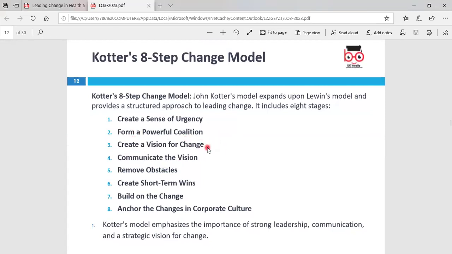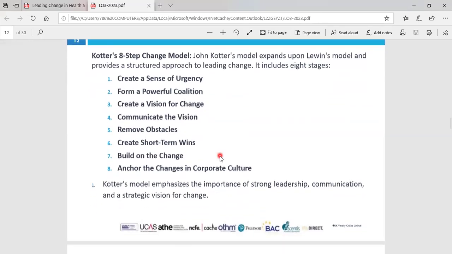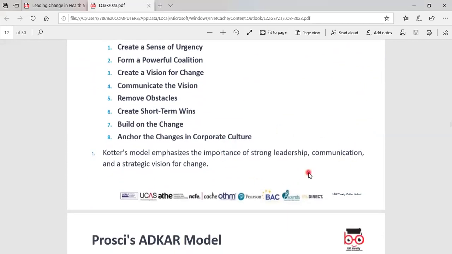You're forming a powerful coalition with different stakeholders. You're creating a vision for change. You're communicating that vision for change to different stakeholders. You're removing obstacles, which you know about based on the understanding you've gained. And you create short-term wins, so different assessments and evaluations are carried out on a regular basis. Then you're building on changes and anchoring the changes in the corporate culture, strengthening the corporate culture even more. This is to develop strong relationships, strong leadership, communication, and a strategic vision for change.